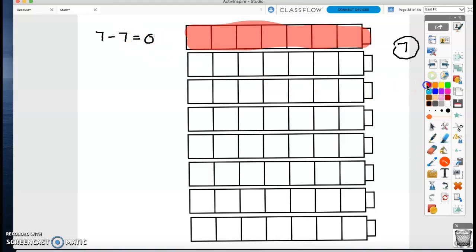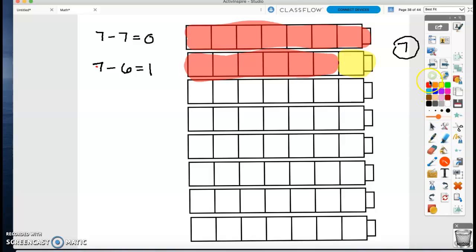The next way I can have it is I can color all of them red except for 1, and we can have 1 yellow. So that would be 7 cubes altogether, minus 6 red equals 1 yellow.